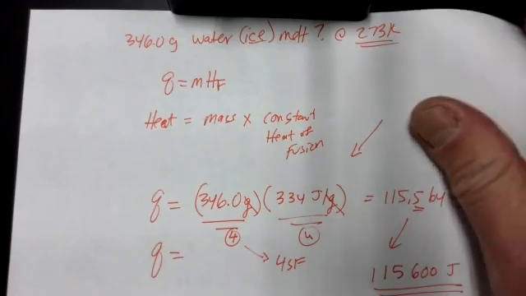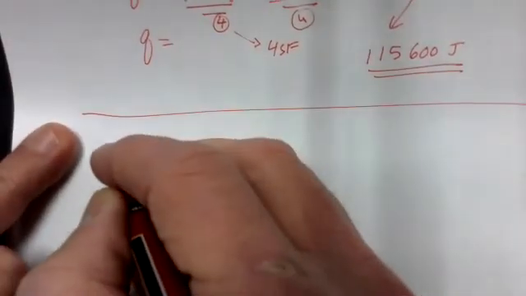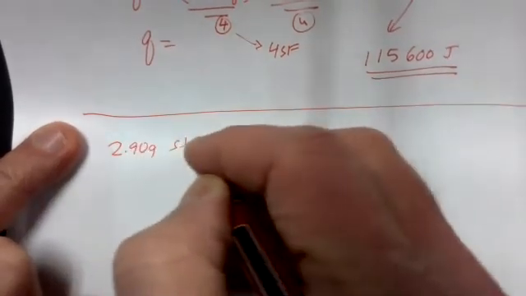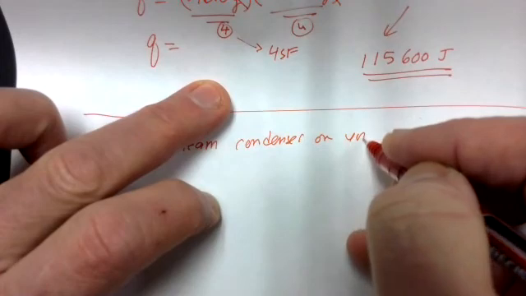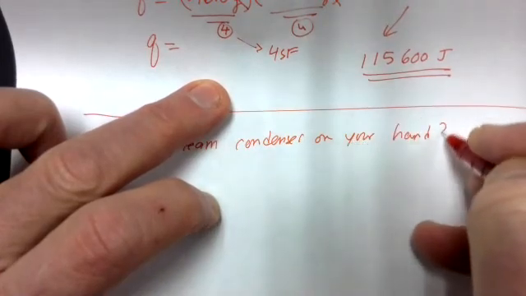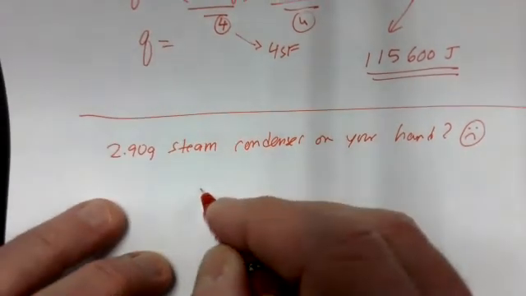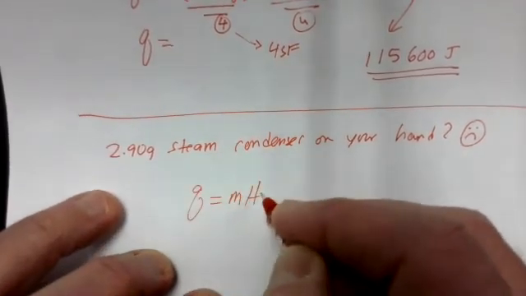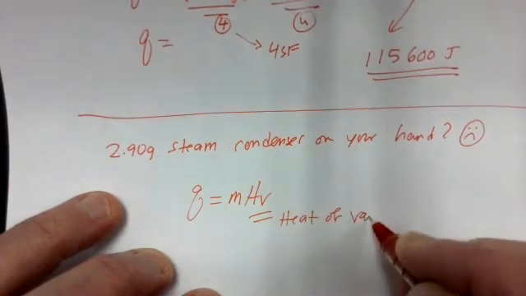The last problem is about steam. And it says, what happens if 2.90 grams of steam condenses on your hand? First of all, it's going to hurt like hell. How much energy in joules is released when this steam turns into liquid? Now, this is going to require a slightly different formula. Q equals mHV. Now, HV is called the heat of vaporization.